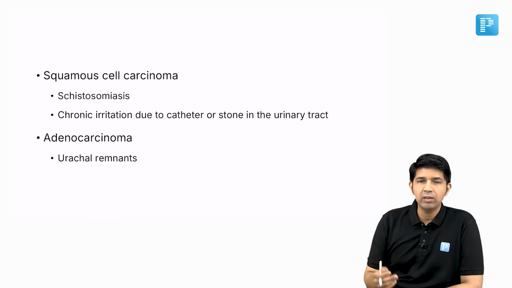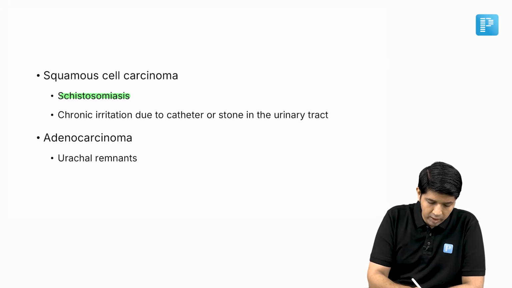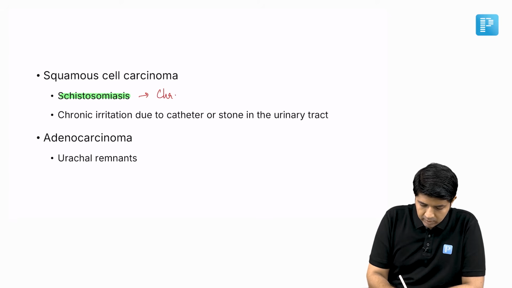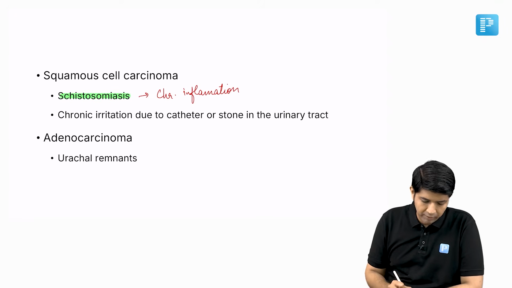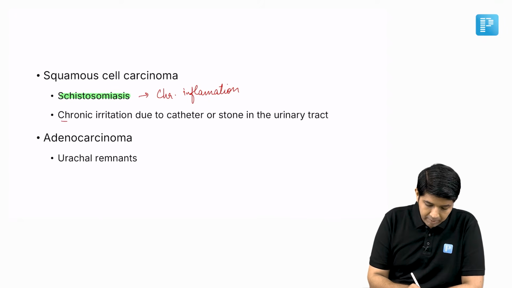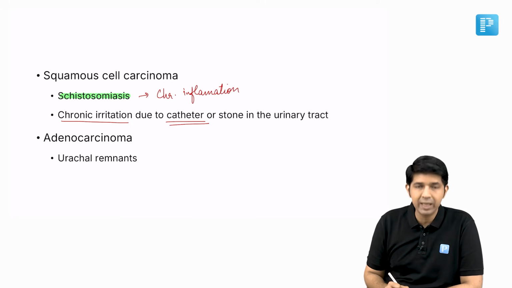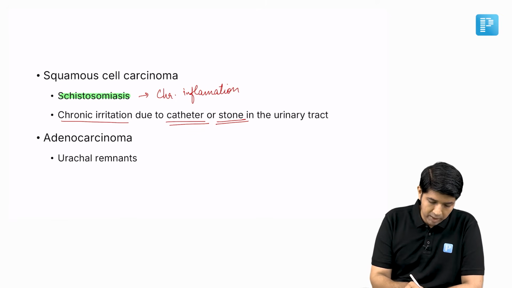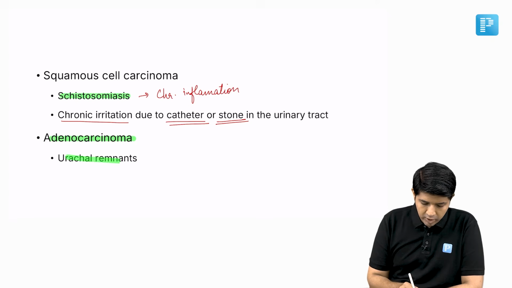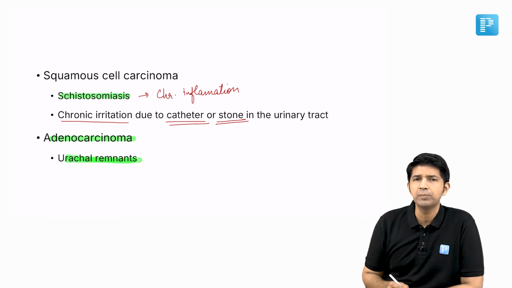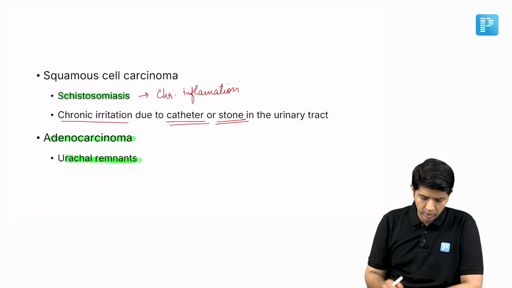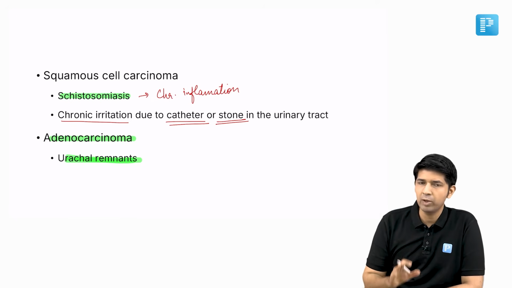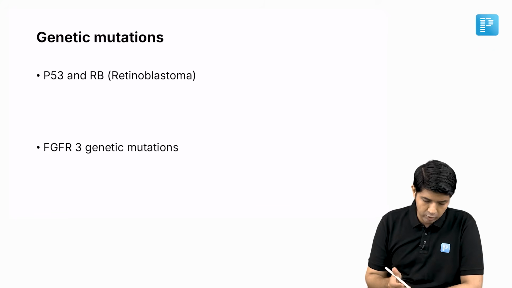On the other hand, again schistosomiasis, which causes chronic inflammation, okay, chronic inflammation, this is a risk factor for developing squamous cell carcinoma. At the same time, chronic irritation because of an indwelling catheter or a long-standing urinary tract stone or a bladder stone can lead to development of squamous cell carcinoma, whereas adenocarcinoma is usually seen in the remnants of the urachal duct or the urachal sinus, okay, or basically the urachal remnants. That is where you can expect to find adenocarcinoma.